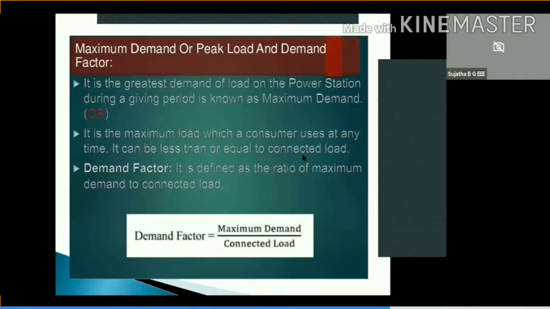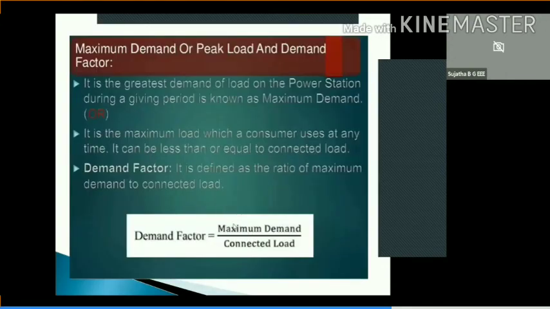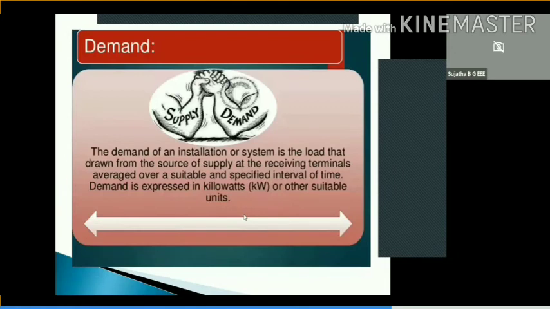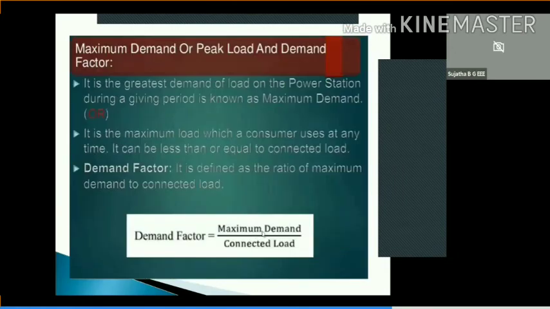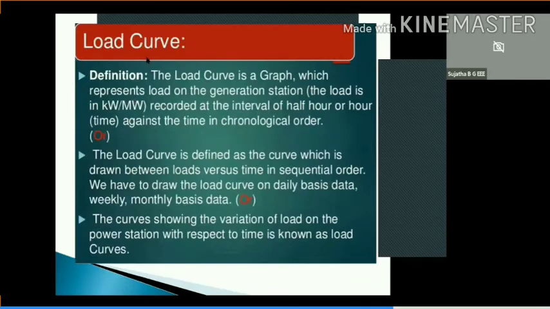Then we define what is known as demand factor. It is defined as the ratio of maximum demand to the connected load. See, maximum demand to the connected load. So this is the demand factor. Maximum demand, as you have understood, can be less than or equal to the connected load. So this demand factor can be at most equal to 1, or it can be less than 1.